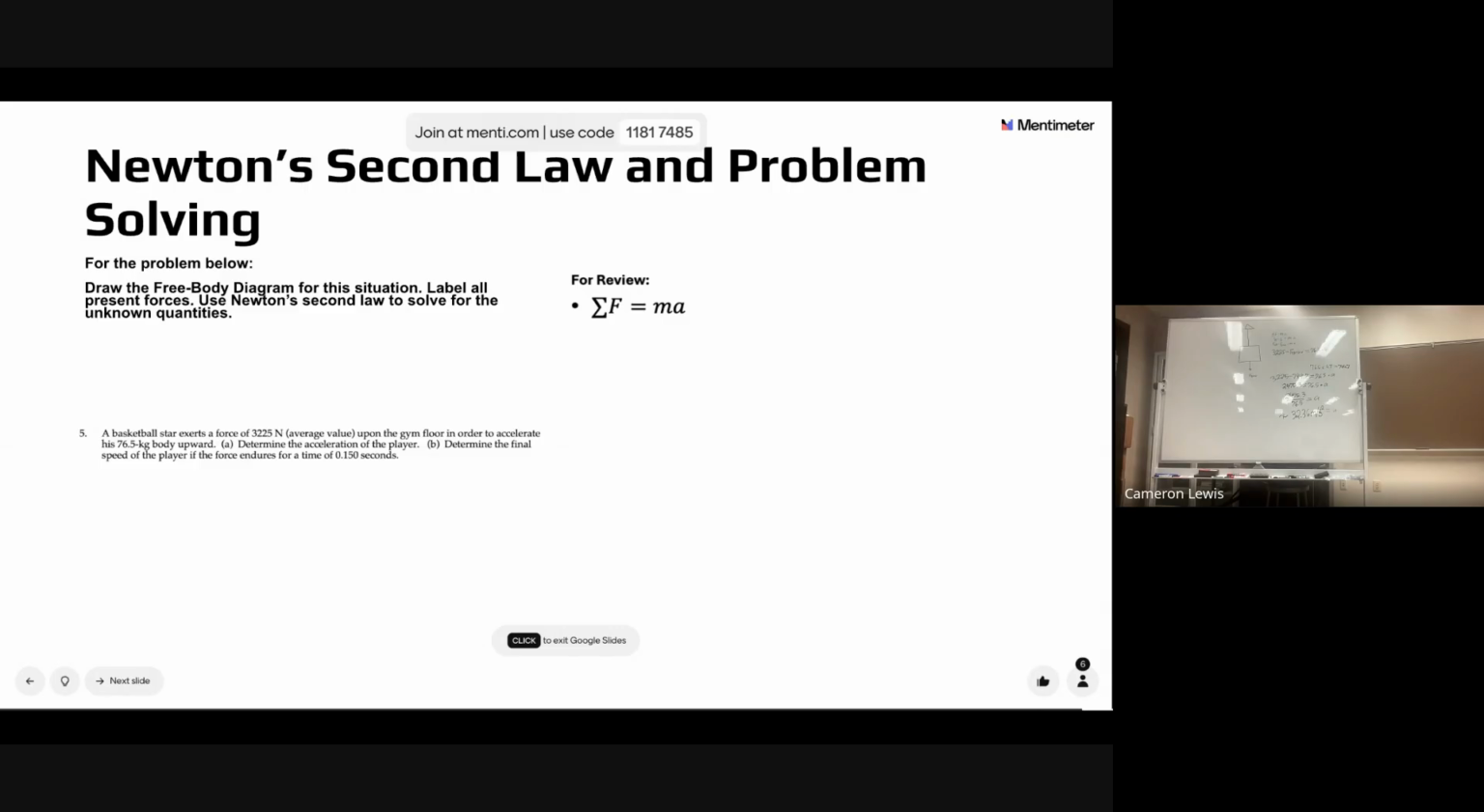What problem are we on again? Number 5? We're on number five, the last one at the very back. Yeah, right, this one. All right. So now we found acceleration, but now let's relate it to what we learned in the first unit.